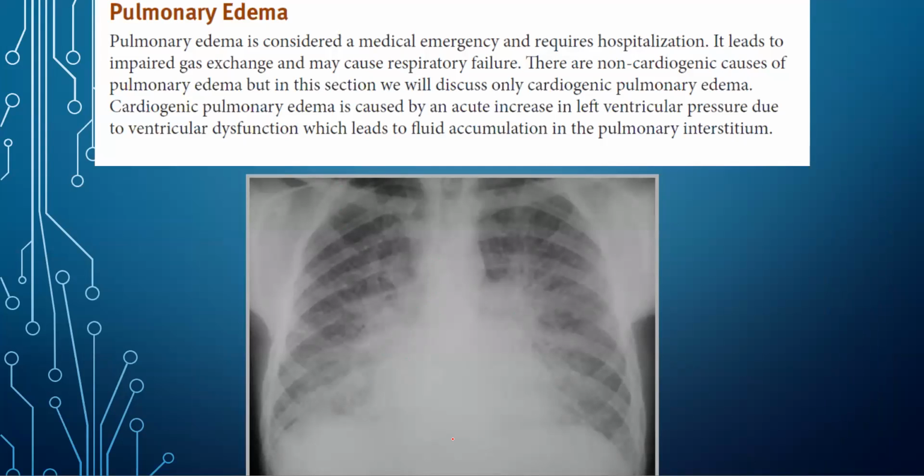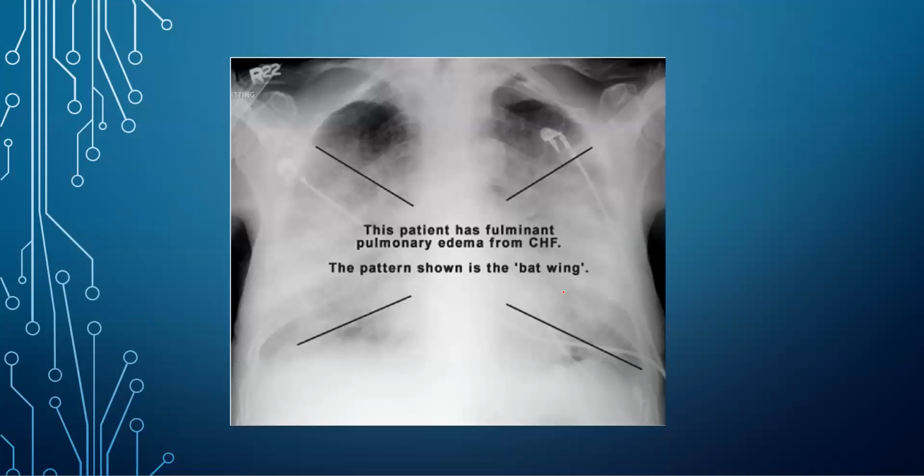If you look here, you can't see the border of the heart properly because of the congestion. And the most important finding that you see is called bat wing appearance. So bilateral whitening around your heart, and that's what we call bat wing appearance in pulmonary edema. See this one? That's called bat wing appearance, very commonly asked in the exam.